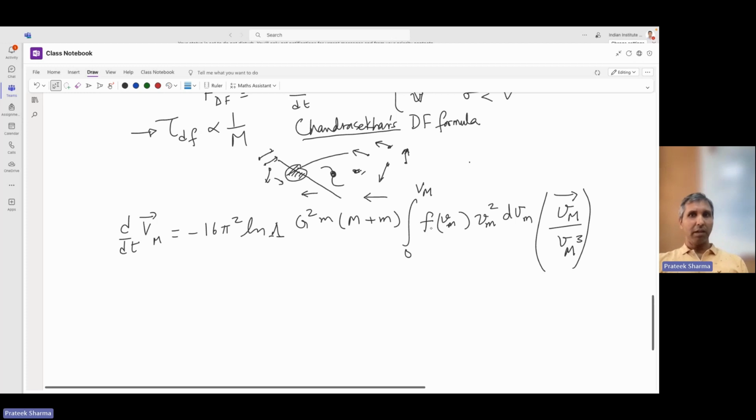Now, when Vm is much less than sigma, this will give you something which is proportional to Vm squared. And if Vm is much greater than sigma, this will give you a number. That's why you have the previous dependence that I was talking about. Okay.